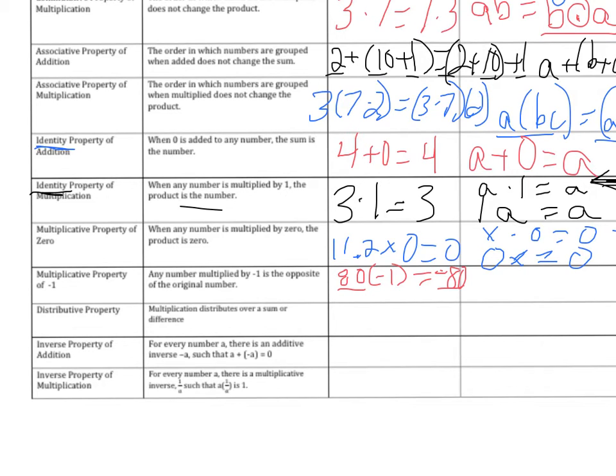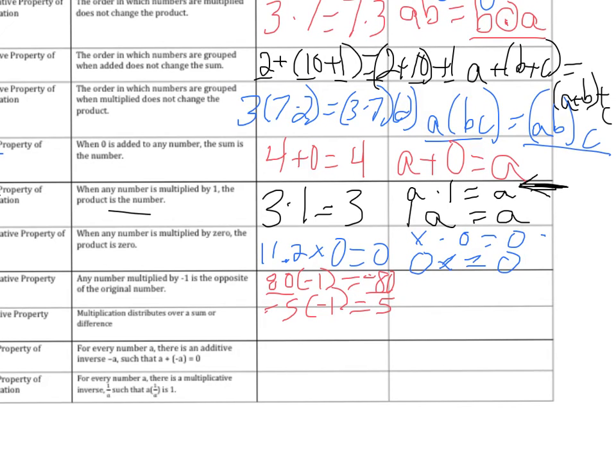Now a second example would be if I were to start with a negative number, for example, negative 5. If I multiply negative 5 by negative 1, I'm going to get negative 5's opposite, which is 5. So again, anytime that you multiply a number by negative 1, it's just going to be the opposite of the original number. This is still true when we look at algebraic expressions.